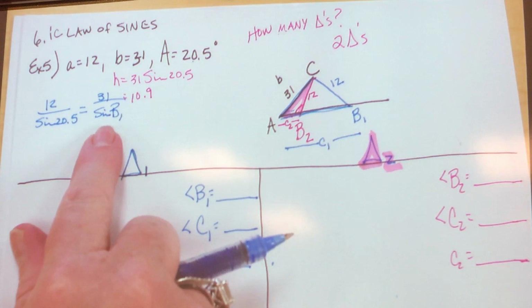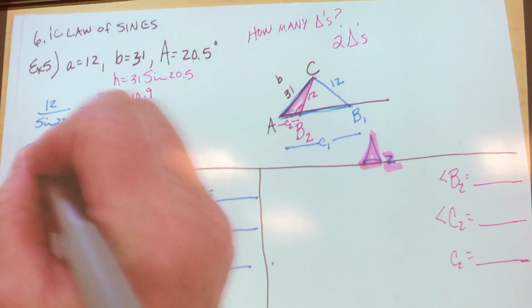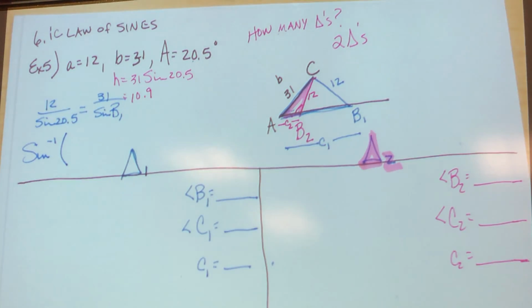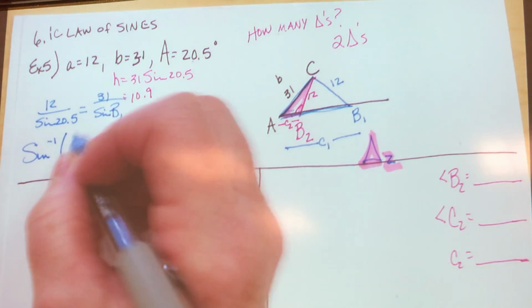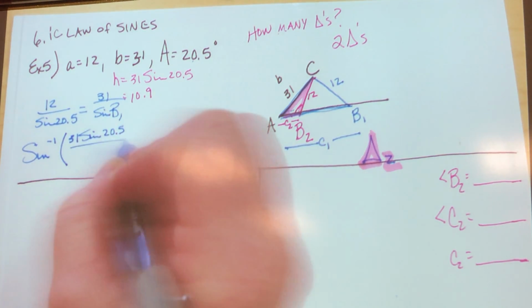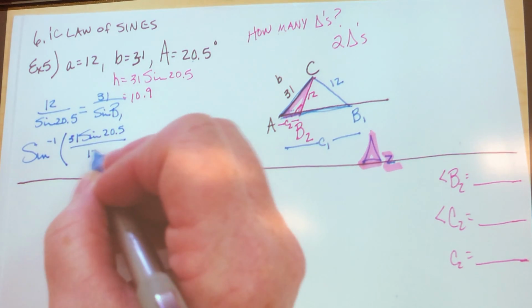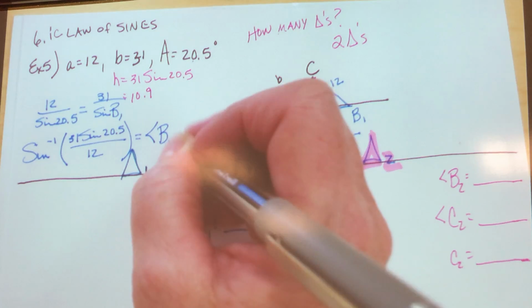Okay, so now I'm going to solve for this angle. People, I'm solving for an angle. What am I doing? Inverse. Inverse sine. Very good. So I'm going to go inverse sine of the two that you know go on top. The one that's by himself goes on the bottom. The two that I know are 31 and sine 20.5, and the odd guy out is the 12. And that's going to be equal to angle B sub 1.